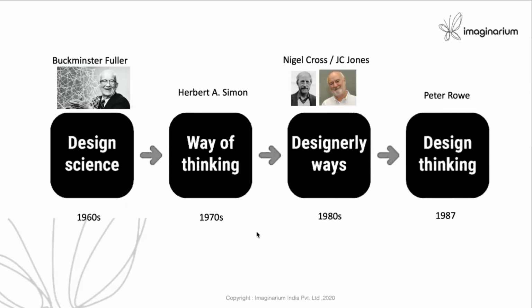In the 1980s, Nigel Cross and Jesse Jones also did a study on various designers, and they saw a pattern, a trend, and they came to this term called designerly ways of thinking. And it was Peter Rowe who in 1987 started actually proposing a methodology looking at all this, called design thinking. That was very late, in 1987. Much into modern days the term design thinking came, but it was popularized by IDEO and others.